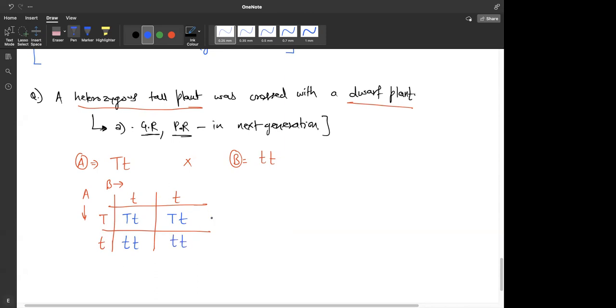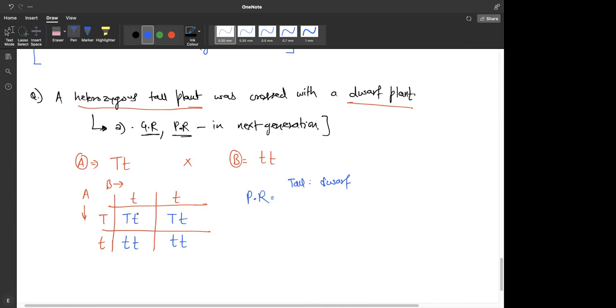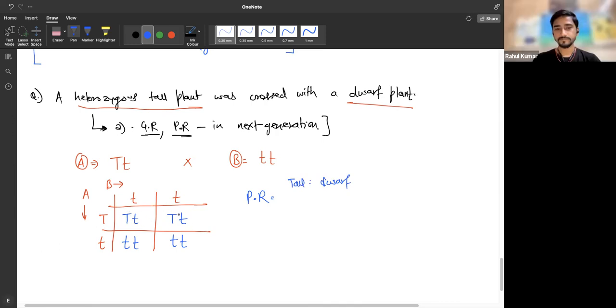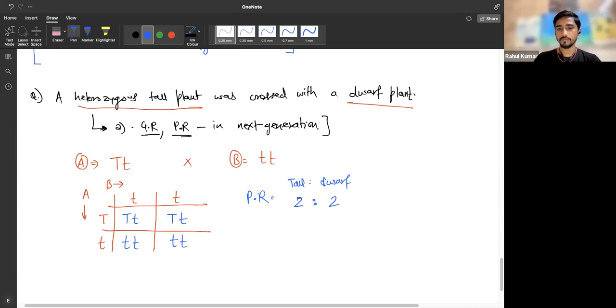You see this? So talking about the phenotypic ratio first. Following the law of dominance, there can only be two phenotypes, either tall or dwarf. So how many of them are tall? Two. The first two are tall, right, everyone? Phenotypic ratio will be 2:2 because two are tall and the other two are dwarf.